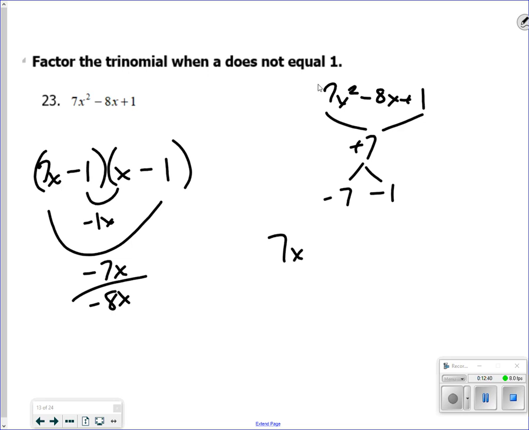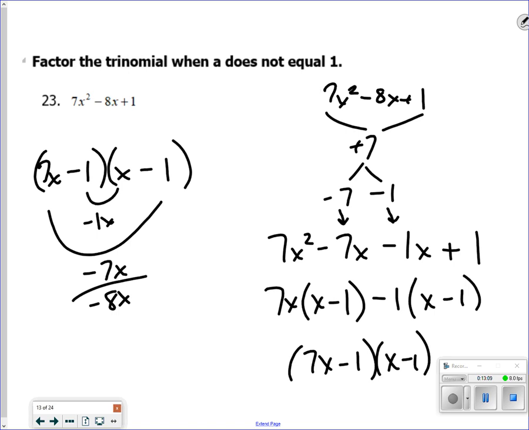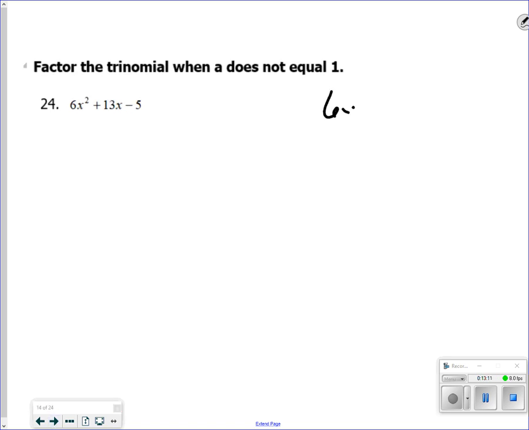And then I rewrite the question using those 2 numbers as my middle term. So this negative 7x and this negative 1x. Now it's a grouping question. So I take a 7x out of the first 2, a negative 1 out of the second 2, and I grouped. So notice that I get the exact same answer in both ways. I apologize. When I multiply the outside 2 numbers together, I messed that up. So we'll keep going. I'll do the next one, again, in 2 different ways. Hopefully I won't make a mistake this time.